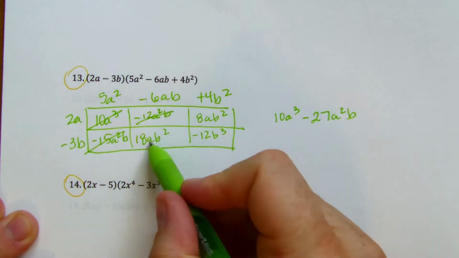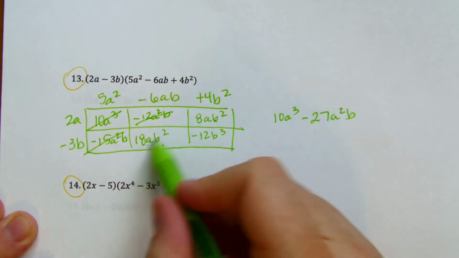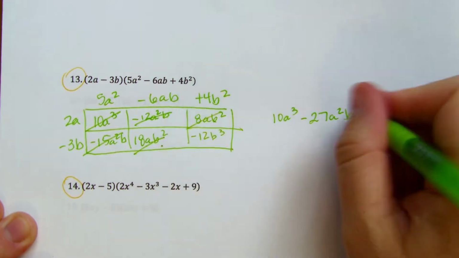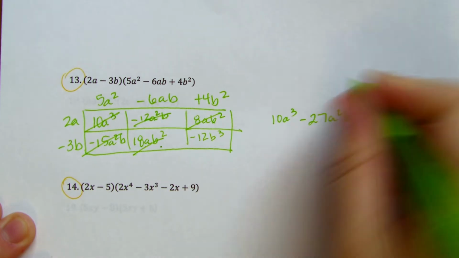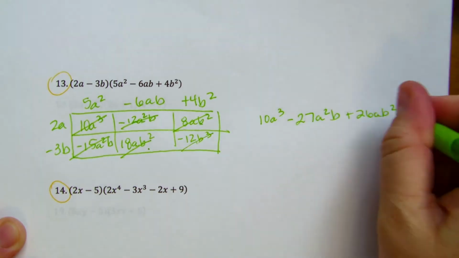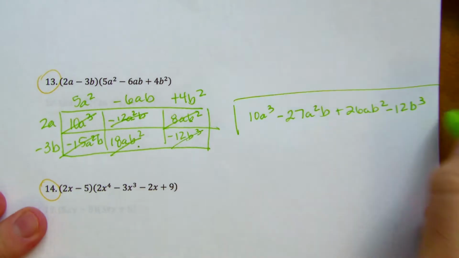And then 18, ab squared. So those are like terms as well. 18 and 8 is 26. And then this last one, there are no like terms with that. And so this is our final answer.